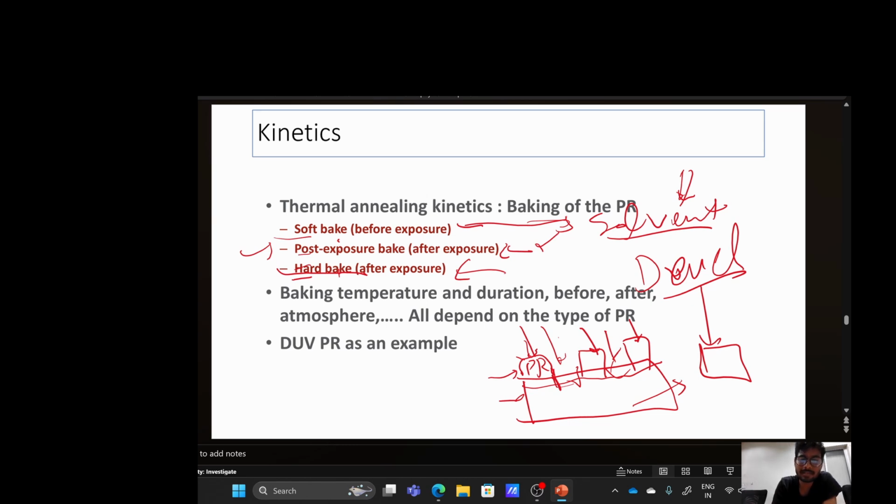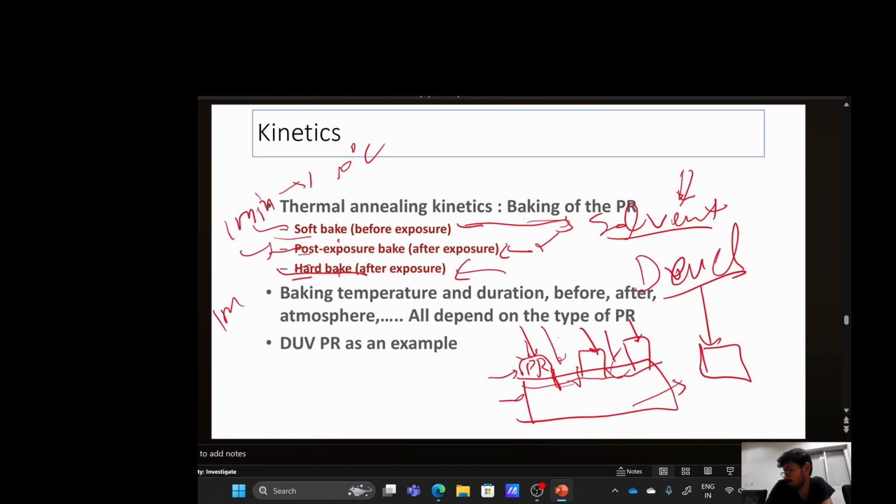Now, about the baking temperatures: this soft bake is generally done for 1 minute at around 100 degrees Celsius. And this post exposure bake is also around 1 minute at 100 or 110 degrees.